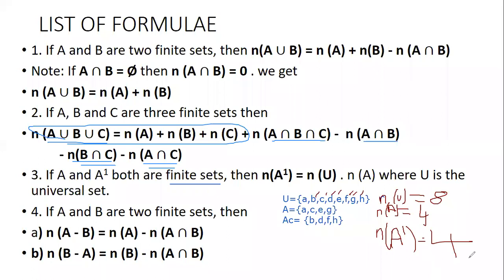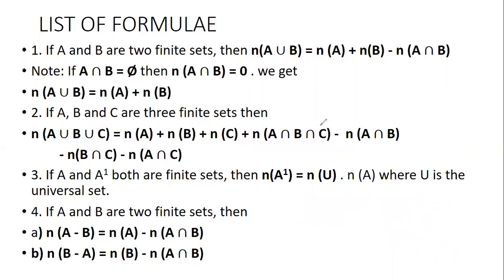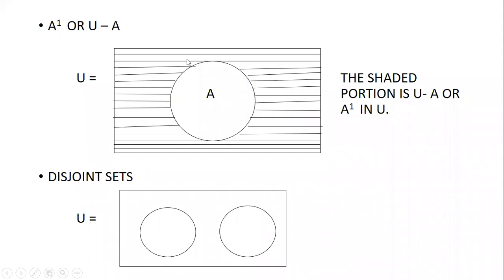Now, what they are trying to say here is, if A and A complement both are finite sets, then n of A complement is equal to n of universal set. Now, going back to the previous slide, wait a second. Going back to the previous slide where we were learning this complement. Okay, going back to this place.